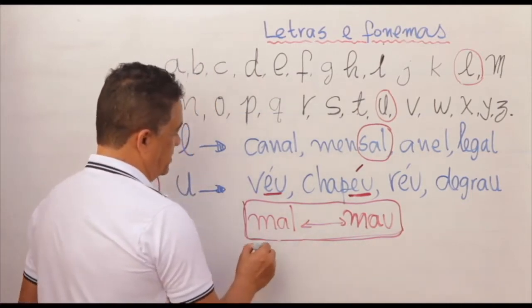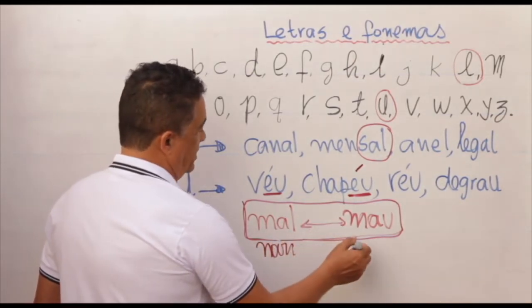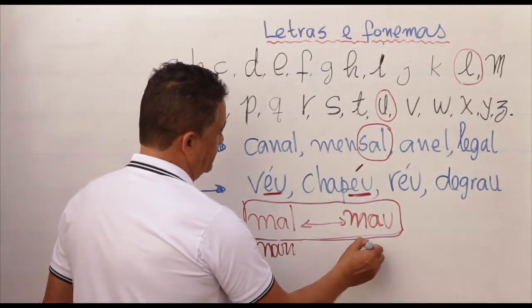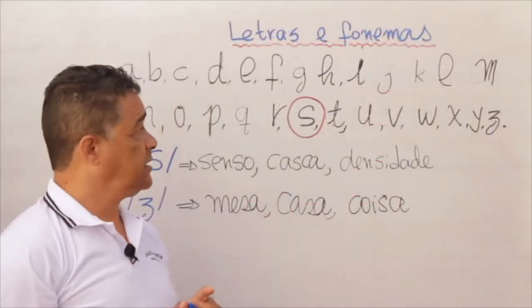So this is a noun, a noun, whereas this one is an adjective. So that's the difference. Okay, our next letter is the letter S.